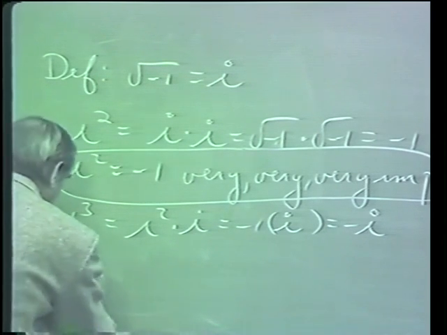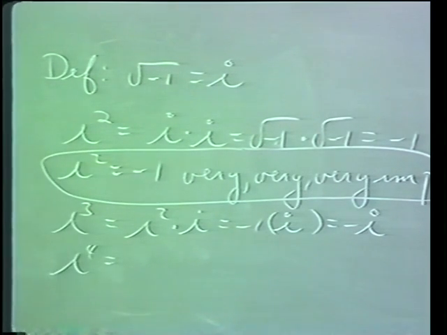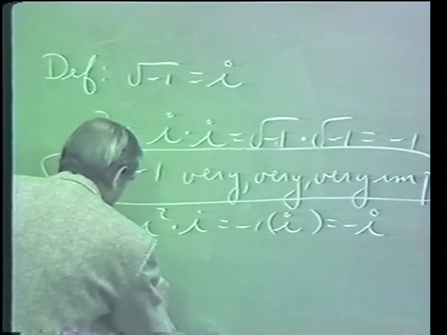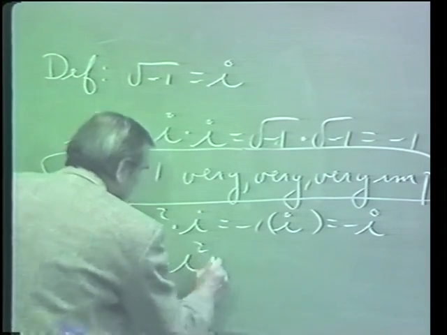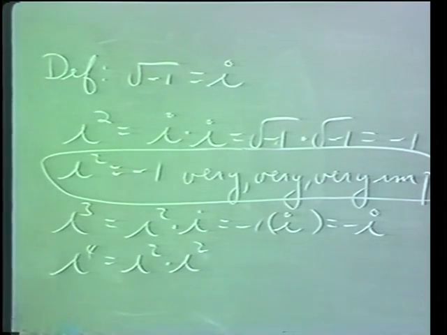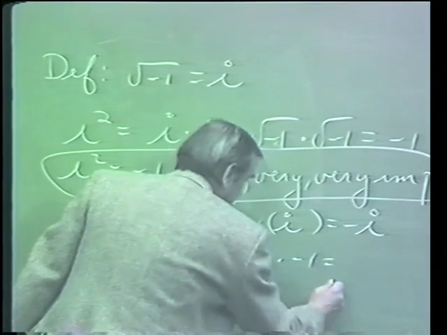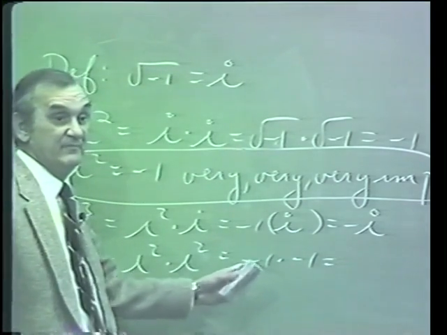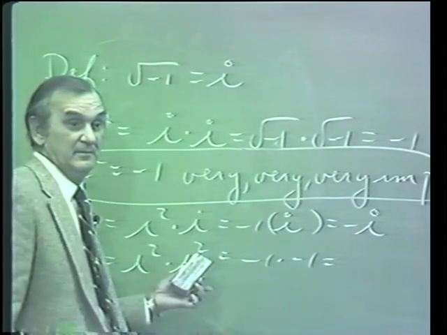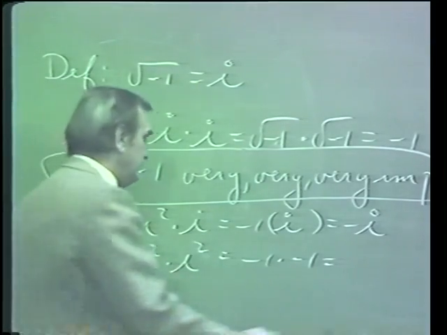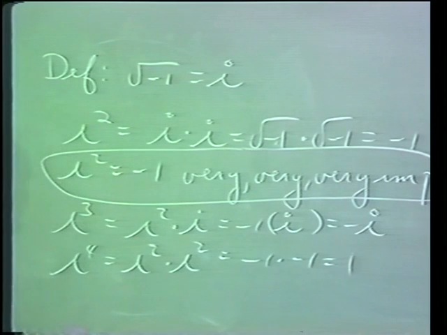i to the fourth is going to equal i squared times i squared. But i squared, we say, is negative 1, times negative 1. Well, negative 1 times negative 1 is 1. What is it? 1. Sure, that's what you said, Mike. Negative times a negative is positive. 1 times 1 is 1.